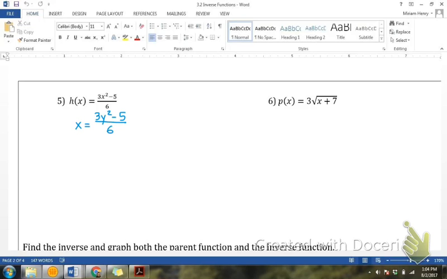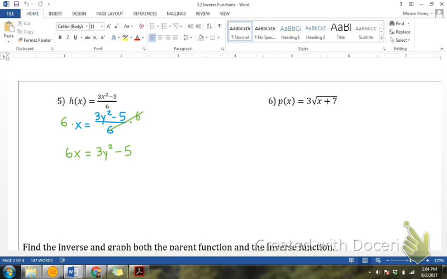So I'll multiply the right side by 6 and the left side by 6. So that just gives me 6x equals 3y squared minus 5. All right, I'd like for you to finish this one.